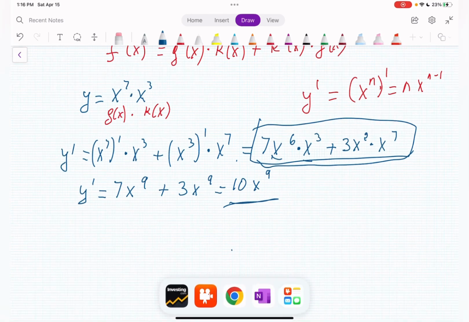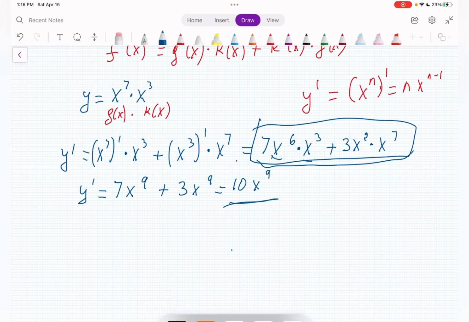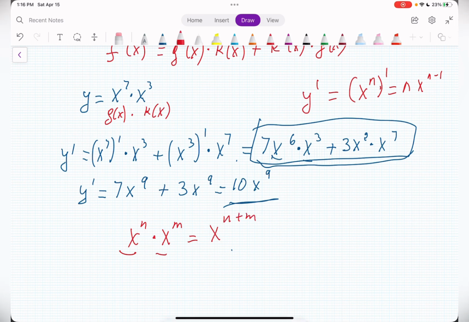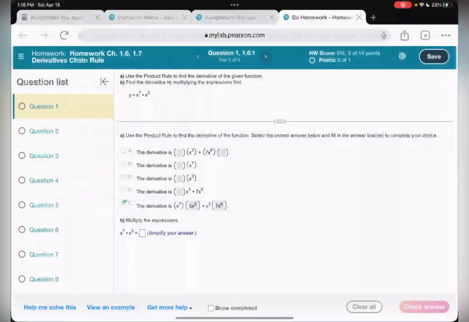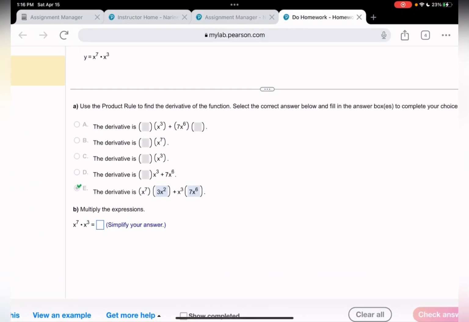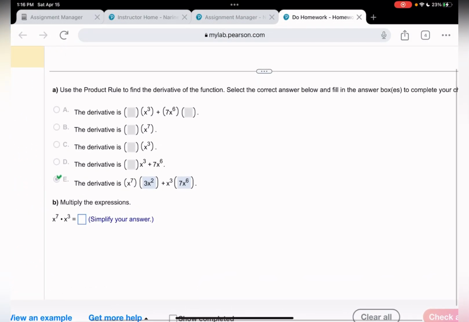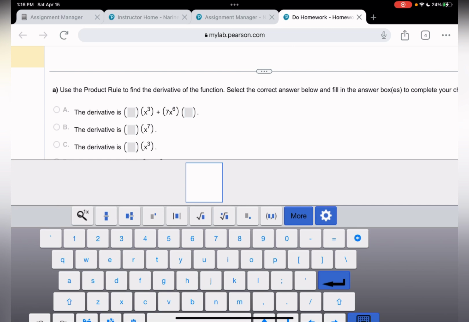And now we need multiplication. So let me remind you, x to power n times x to power m, since the base is the same, we add exponents, n plus m. In our case, since we have only multiplication, not for the derivative but the original multiplication, it's going to be x to power 10, 7 plus 3.